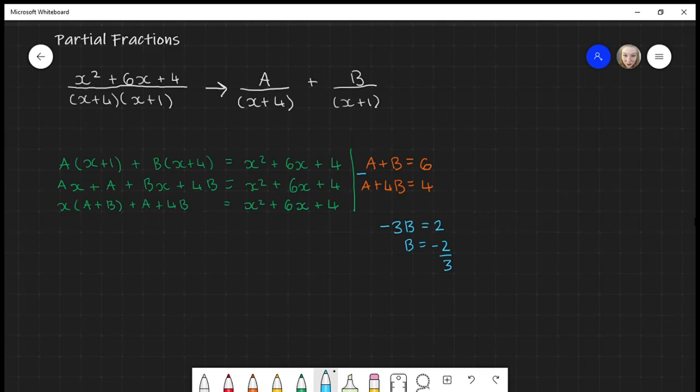Now if we substitute this value into the first simultaneous equation, we can get the value for a. So a minus 2/3 equals 6. Therefore a is equal to 6, if we rewrite that in terms of thirds, that's 18 over 3, plus 2 over 3, that will become 20 over 3. Now that we've got the values, sub them back in, and this will give us our partial fraction.